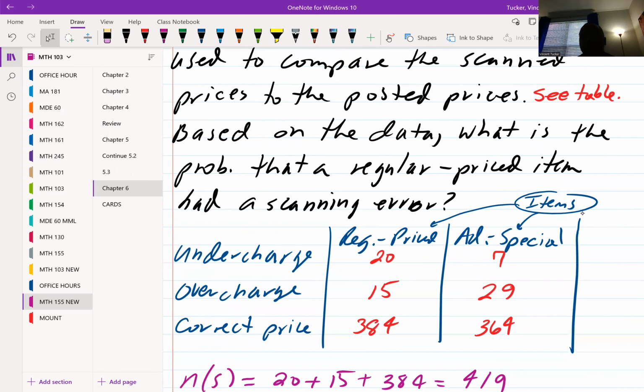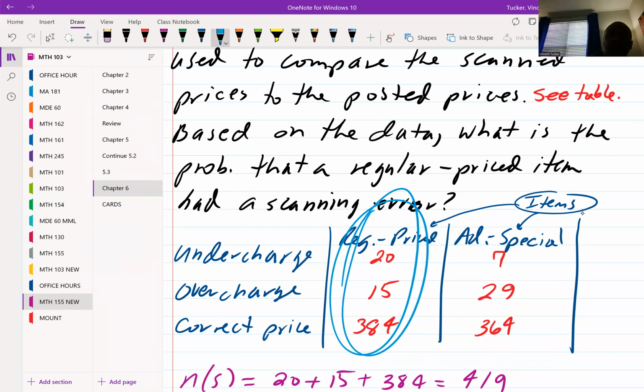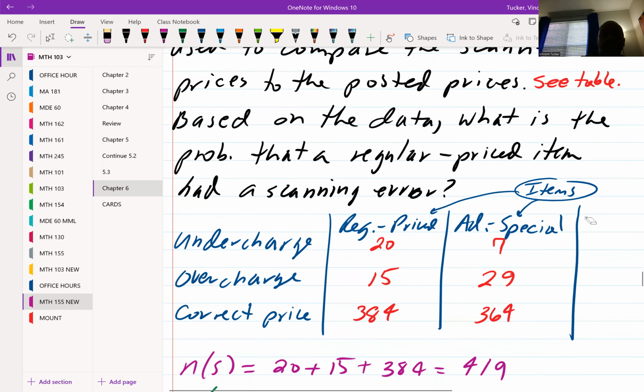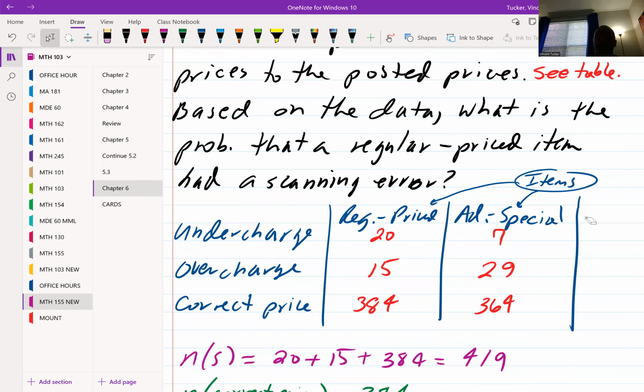So what is the probability that the regular priced item had a scanning error? When we look at the regular price item, we're just looking at this column right here. If we're dealing with probability, once again, we need to figure out our sample space. In other words, what's the total number of regularly priced items that we're choosing from? We just add the 20, the 15, and the 384, and that gives us 419.